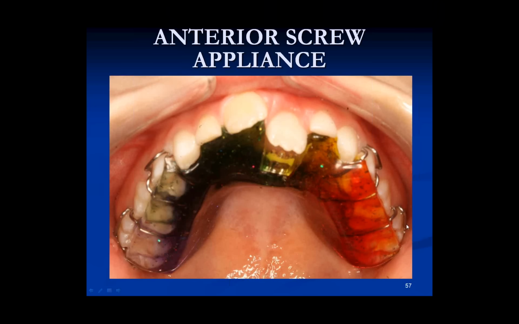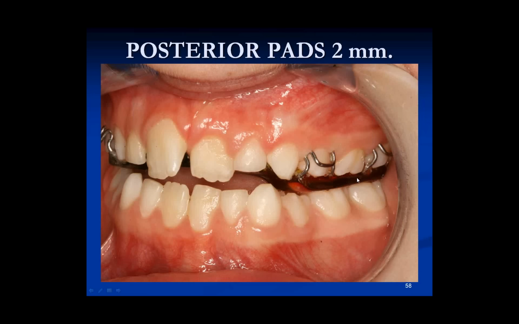We have 4 clasps holding it in, usually 2 Adams clasps on the primary molars, 2 Adams clasps on the permanent molars, and she turns that screw twice a week, and there's always an arrow telling you which way to turn it. So the posterior pads are 2 millimeters thick. The bite's open in the front.